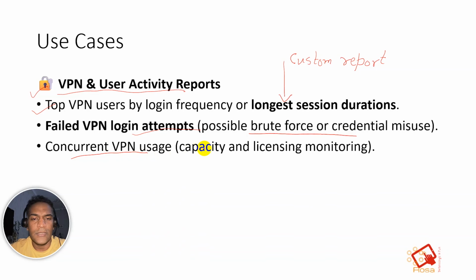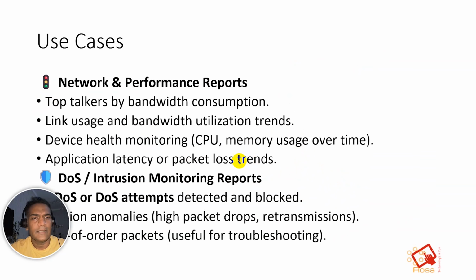Concurrent VPN usage, for example, capacity and license monitoring. You want to know how many total users are connecting to your VPN or how many are connecting daily. So you can use this report, concurrent VPN usage. Similarly, we can get reports for network and performance, top talkers by bandwidth consumption, link usage, and bandwidth utilization trends, device health monitoring like CPU and memory usage over time.